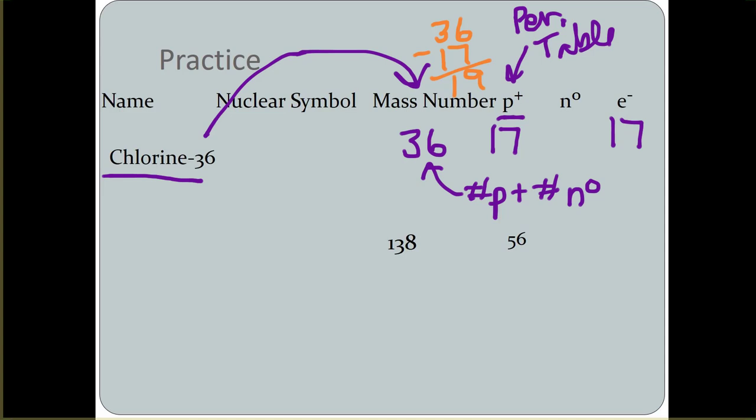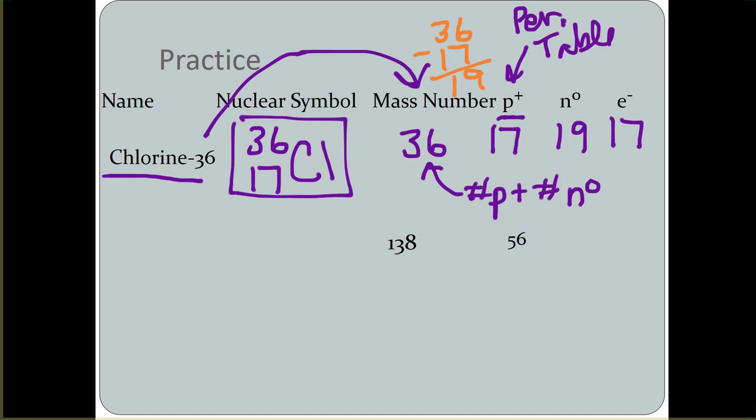So this almost completes our chart. The last thing that we need to do is write the nuclear symbol. So the nuclear symbol, the symbol of chlorine, is Cl, and I write the mass number hovering right here on the left-hand side, and then I write the atomic number or the number of protons right here in the lower left. So that is the nuclear symbol of my chlorine-36. Again, just a single atom, and these numbers represent how many protons and how many neutrons and how many electrons are in that single atom.